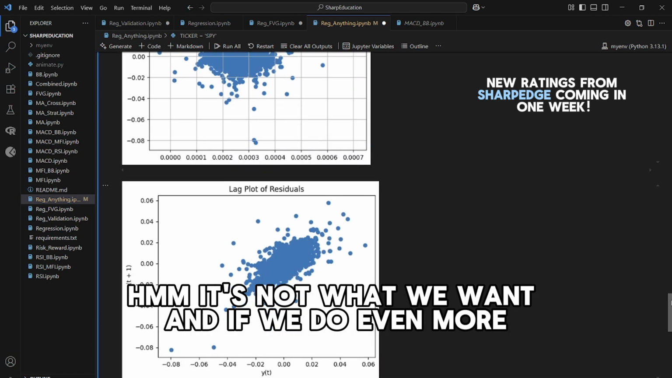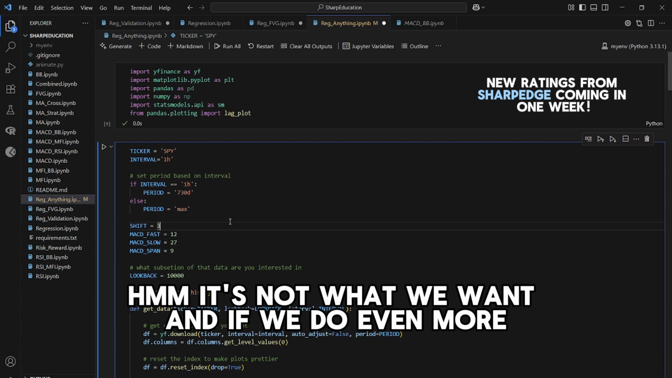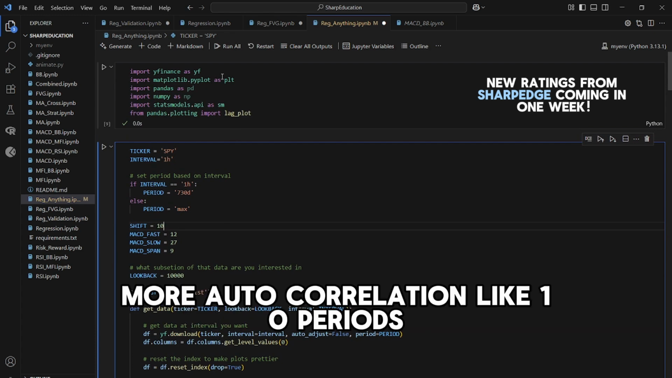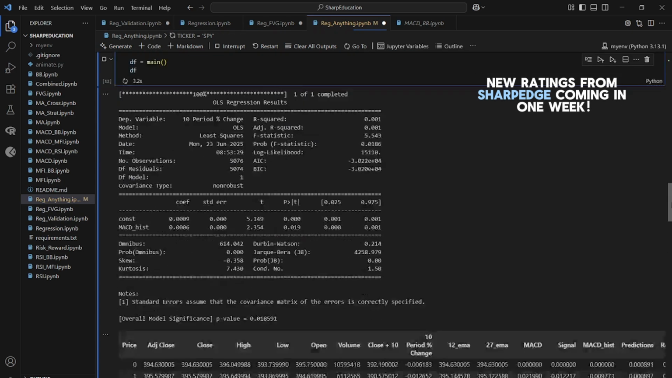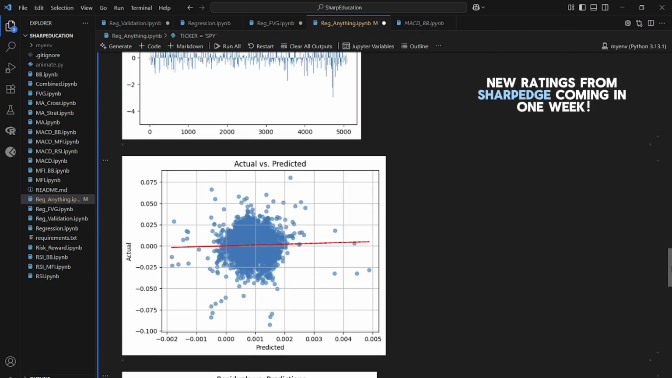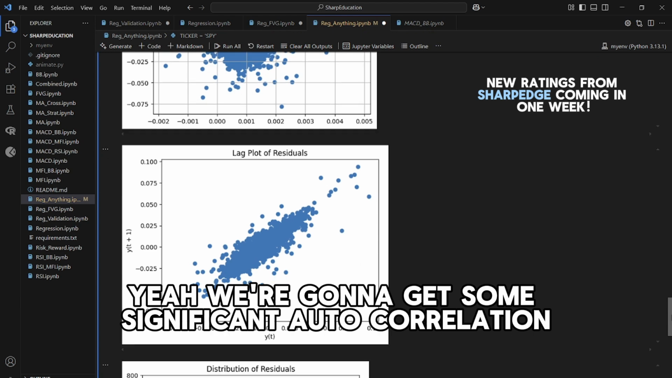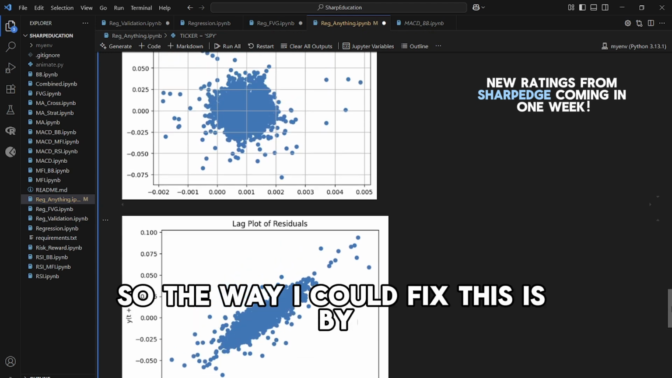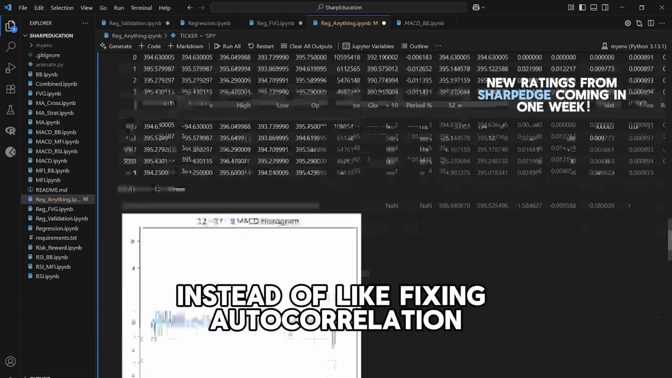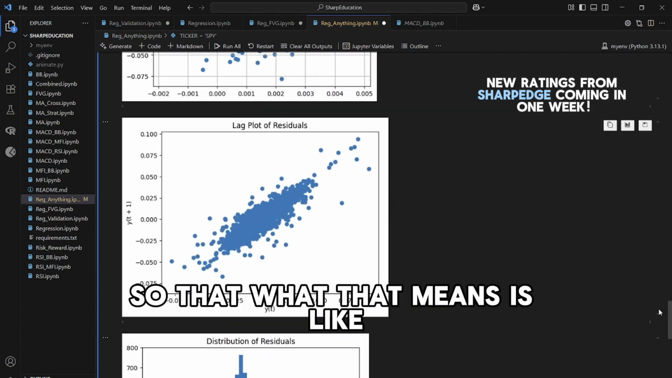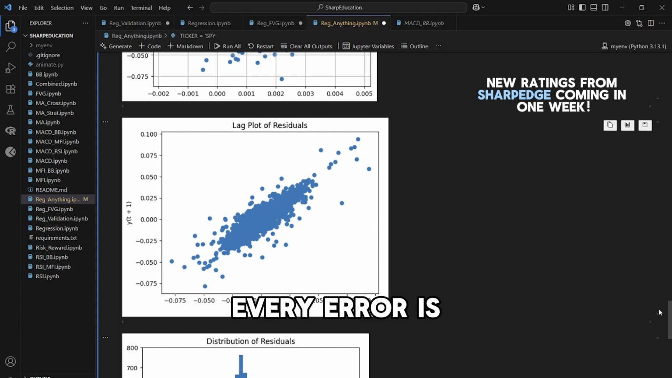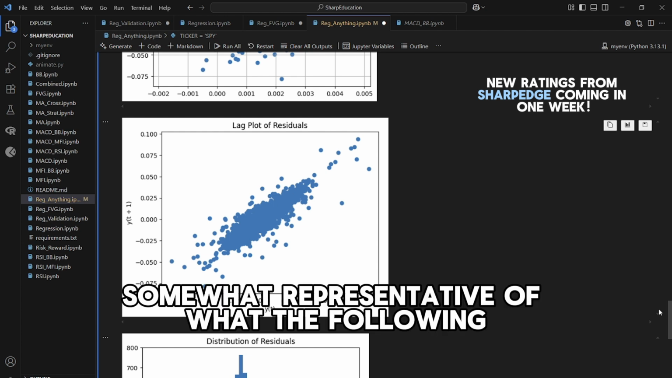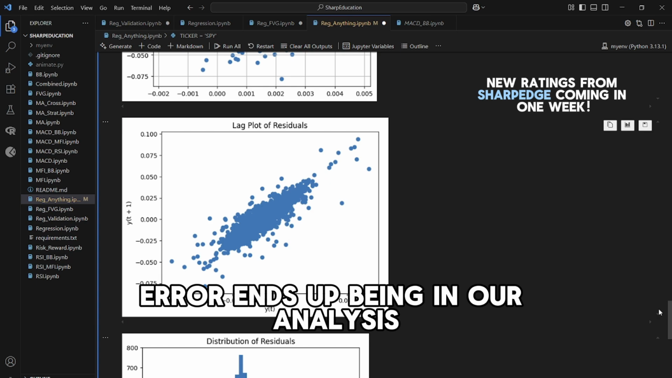It's not what we want. And if we do even more autocorrelation, like 10 periods, yeah, we're going to get some significant autocorrelation. So the way I could fix this is by, instead of fixing autocorrelation, so that what that means is like every error is somewhat representative of what the following error ends up being in our analysis.